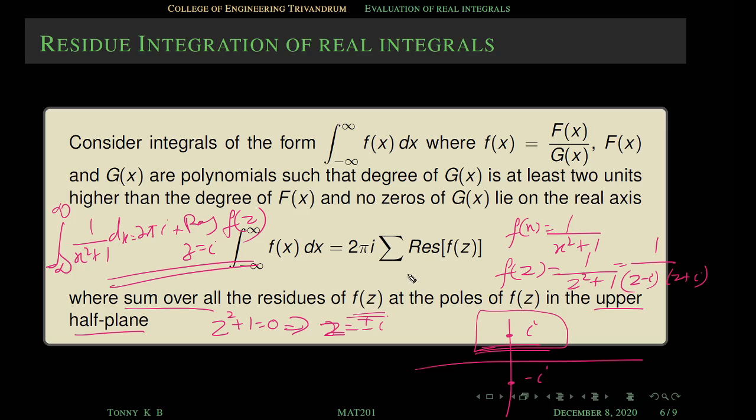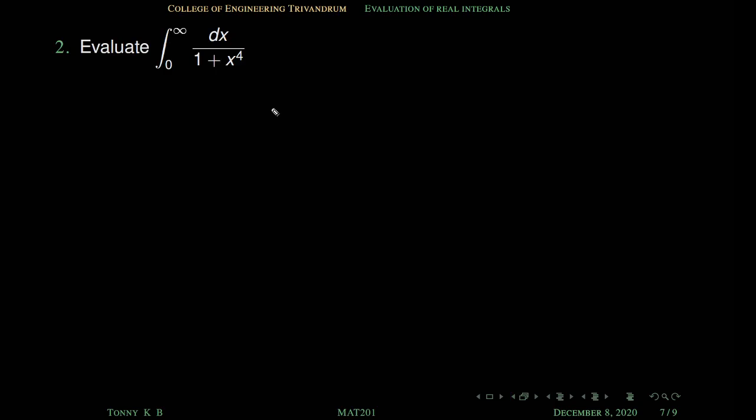Okay, now we will solve a problem. Evaluate the integral from 0 to infinity of dx by 1 plus x raised to 4. Here our integration ranges from 0 to infinity, but our standard form is the integral from minus infinity to plus infinity. But here the integrand is f of x equal to 1 by 1 plus x raised to 4.